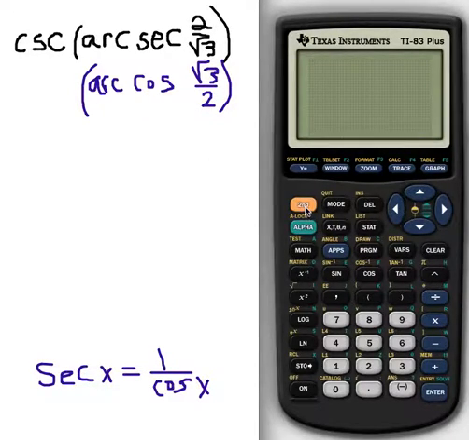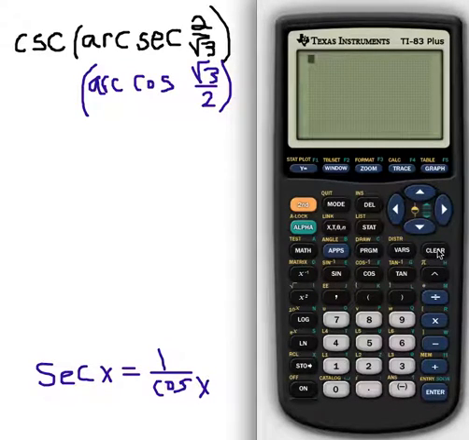So arccosine would be second cosine of root 3. Now you need separate parentheses to close off your root 3, so add in another parenthesis, type in your square root of 3, close off your parenthesis, over 2, and that's telling the calculator that you only want the 3 under the radical, not the 3 halves. So that's important. The inverse cosine of root 3 over 2 is 30 degrees. So the arcsecant of 2 over root 3 is also 30 degrees because they're equivalent.